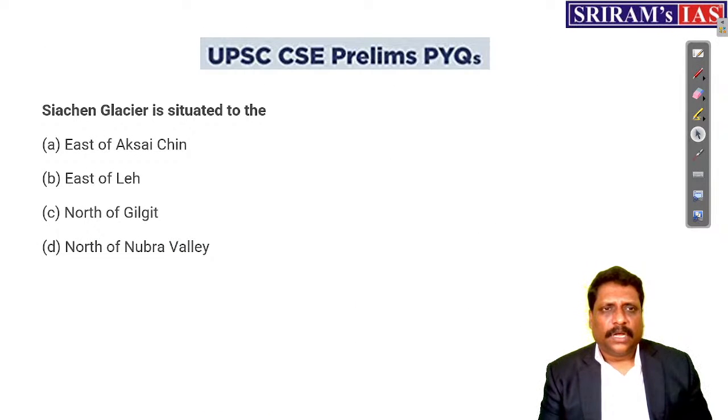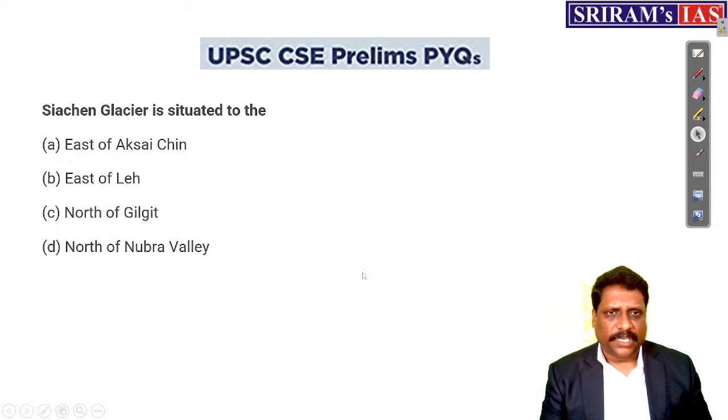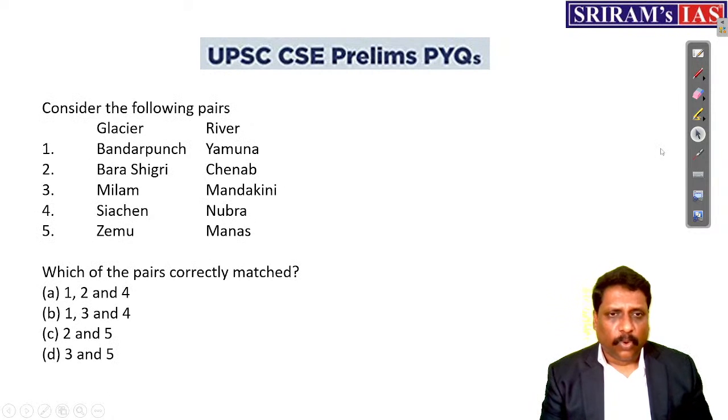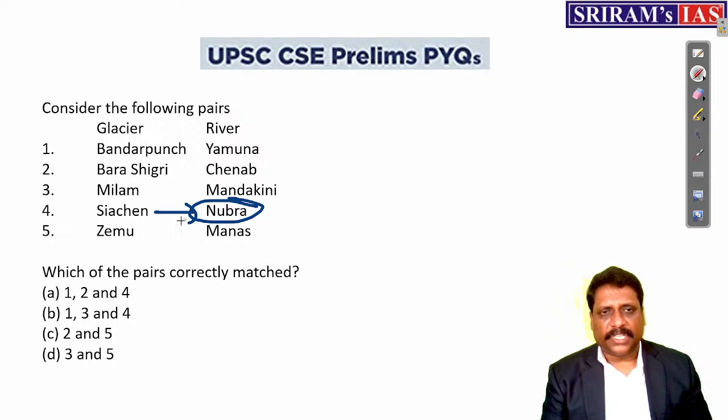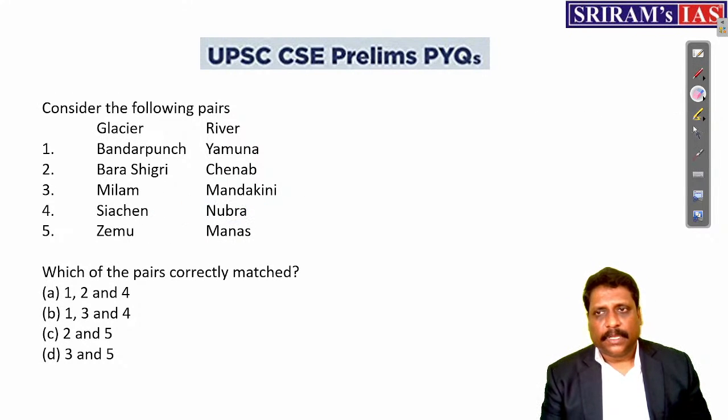Now, some of the questions that were asked in the past. They have asked where Siachen Glacier is situated. And one more, here also we have seen that Nubra Valley and Siachen Glacier they have asked. Okay. Right, my dear friends.